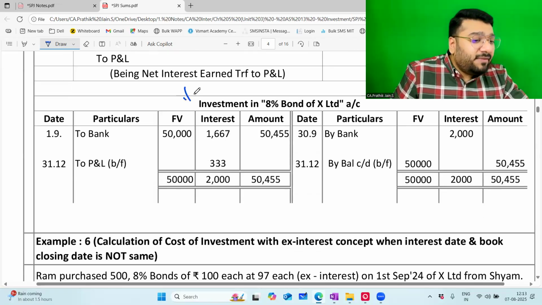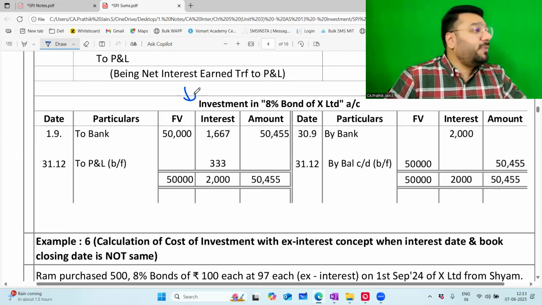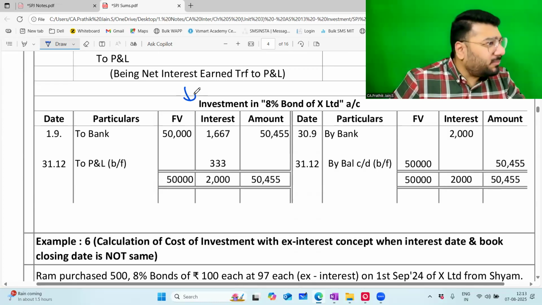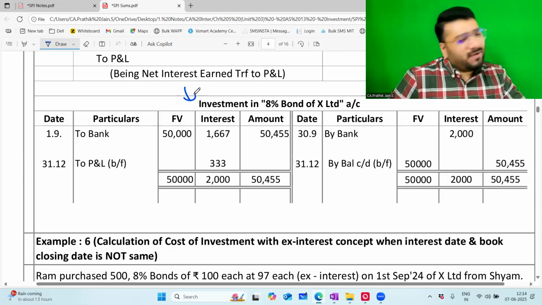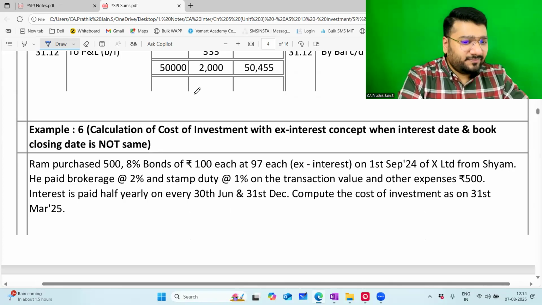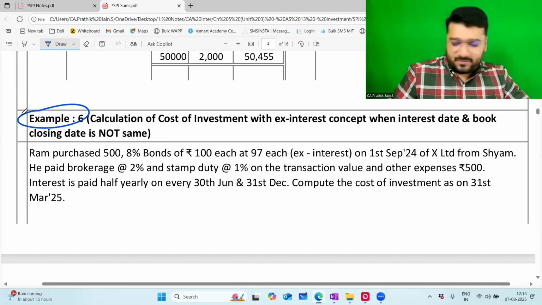Here, I've done the investment ledger only till 30 September. In class, I did extra up to 31st March. Any problem? No problem. You want me to update here? I will update. You want me to do extra work? I'll do it. No problem. Example 6.